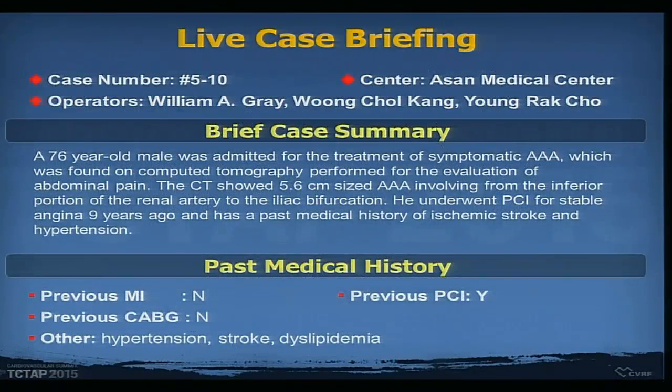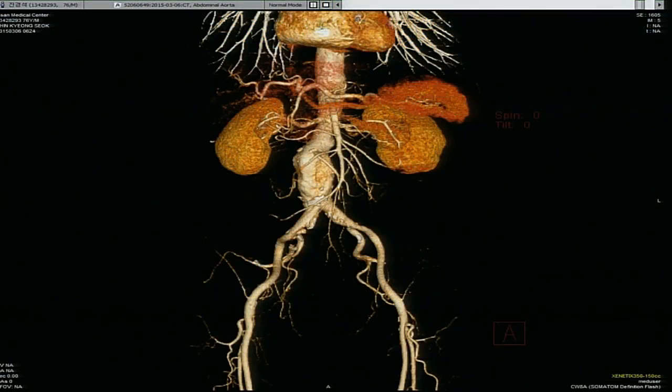We have a more straightforward case, a 76-year-old gentleman with an asymptomatic AAA found on CT scan for abdominal pain. He has a 5.6 centimeter infrarenal AAA. He had a prior history of a stroke and PCI about 9 years ago, in which he's done well. He has a history of hypertension as his only other medical history. If we can go to the CT scan, we can show you the anatomy quickly.